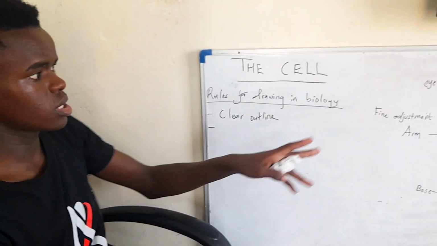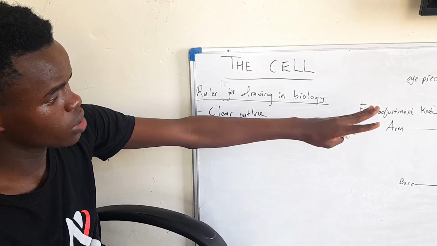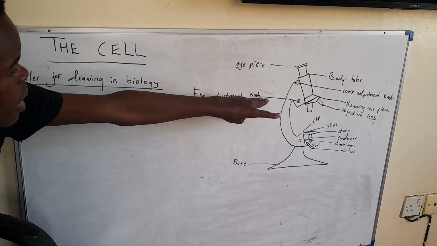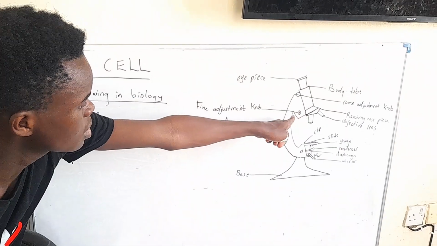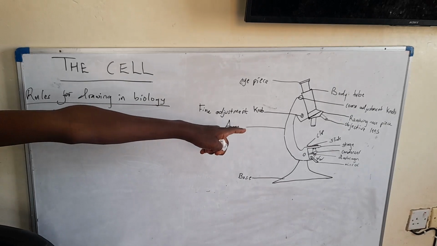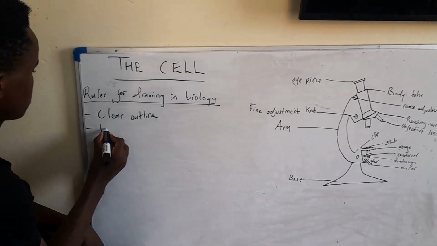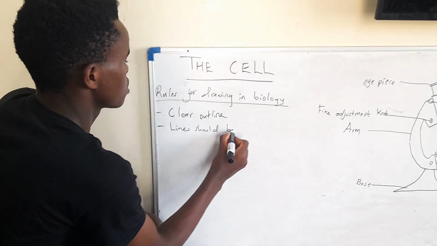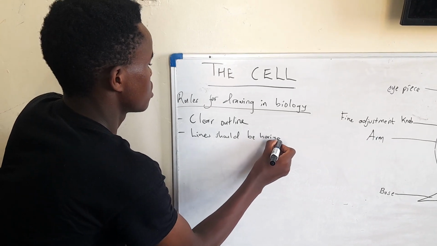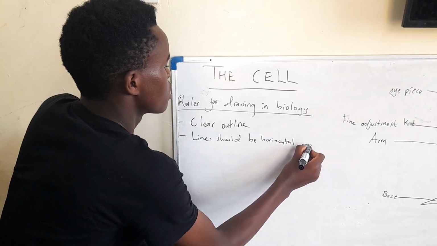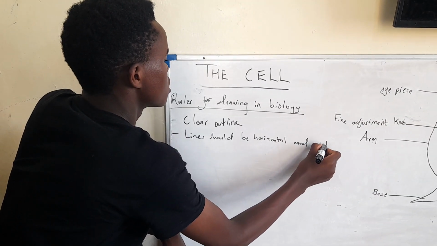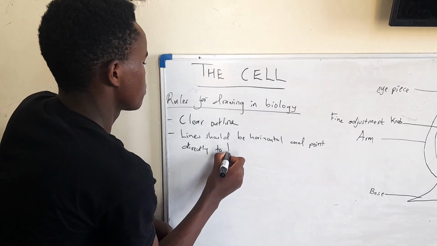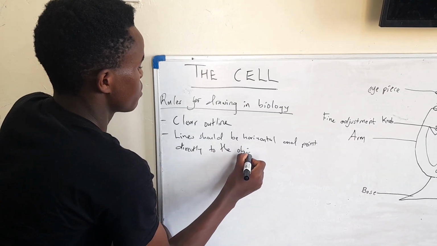The second one is about labeling. When you want to label, the lines should always be horizontal and pointing directly to the objects that you identify. So that's about the line.